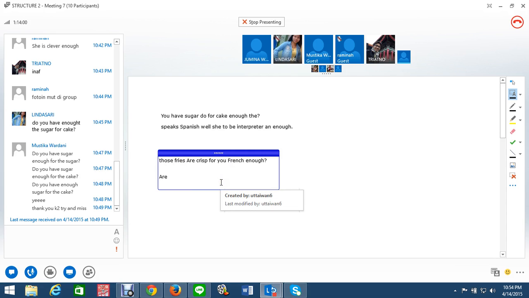Kentang goreng yang di KFC, yang di McD, itu namanya french fries. So, those fries. Are those fries friends? And then what else? Crisp enough, for you.